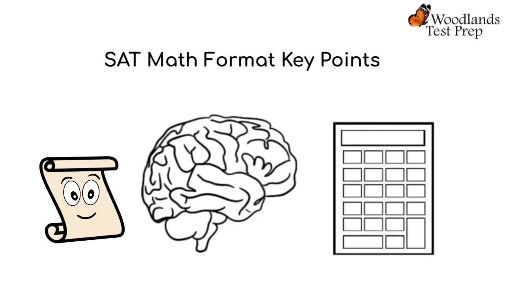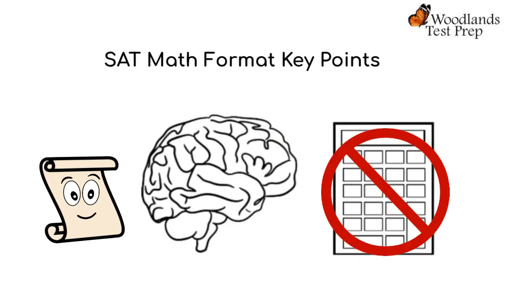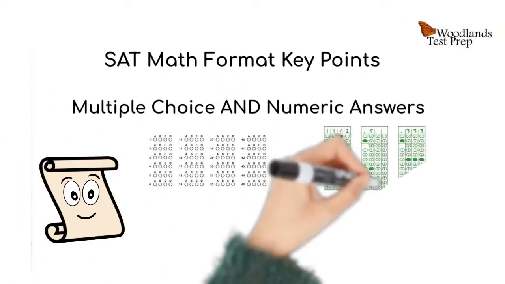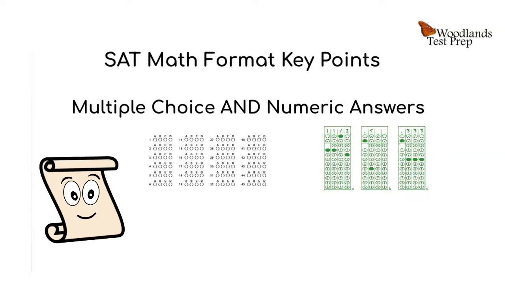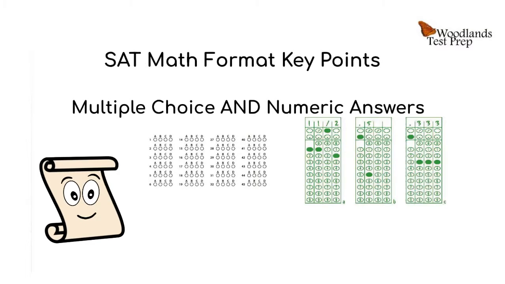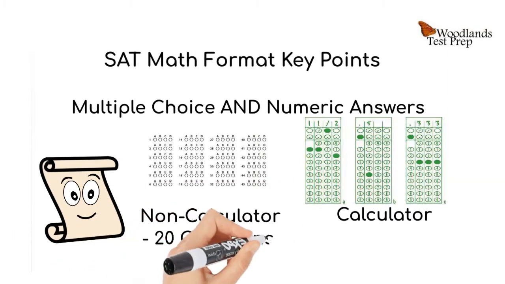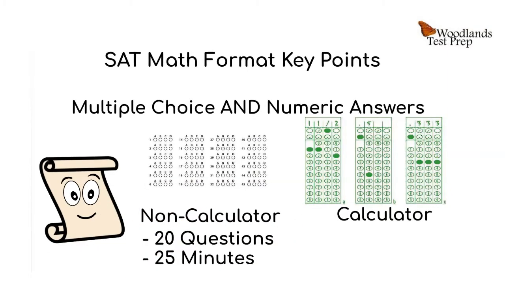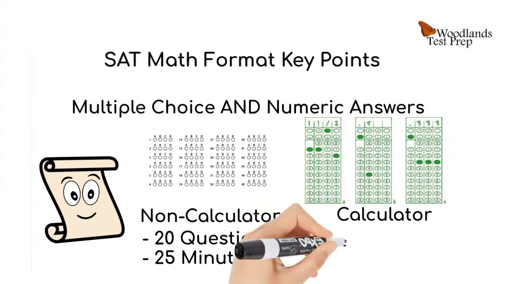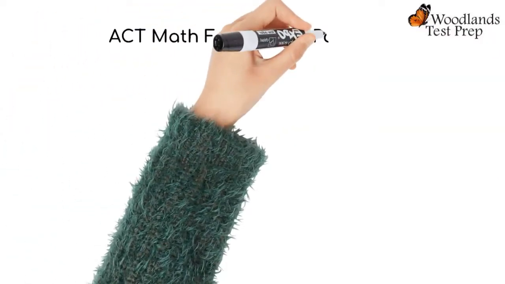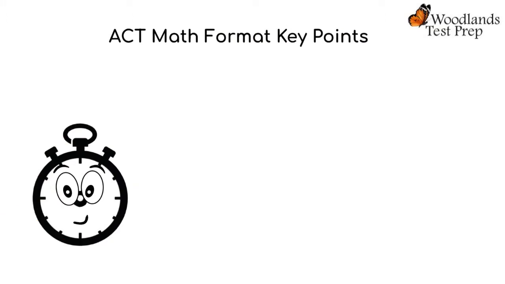The SAT tests math over two sections. The first one does not allow you to use your calculator. Both the non-calculator and calculator sections of the SAT have questions at the end where you provide a numeric answer rather than choosing a multiple choice answer. The non-calculator section has 20 questions to answer in 25 minutes, and the calculator section has 38 questions to answer in 55 minutes. The ACT is, per usual, way more straightforward.